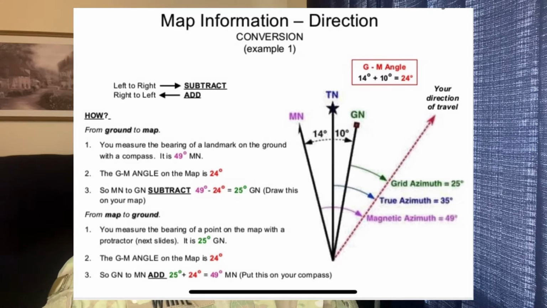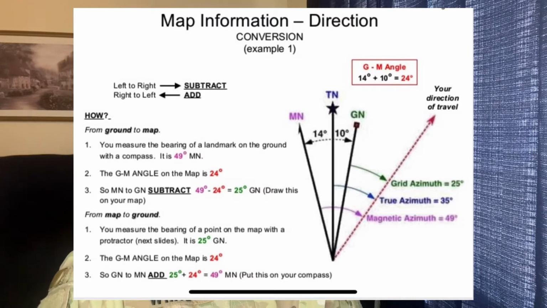Second, the GM angle on the map. On your map, it's going to say the GM angle is 24 degrees. To get that, at the top, your MN plus your GN, so your 14 plus 10, is equal to 24. So that's how you get your GM angle. So your MN to GN, you're going to subtract, because remember, it's going left to right. Left to right, MN to GN, you're going to subtract.